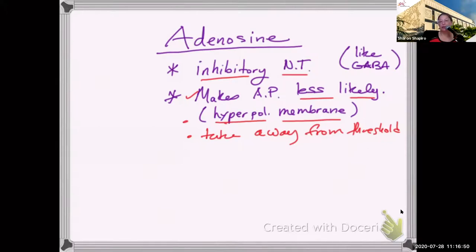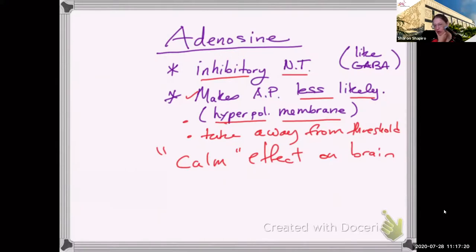Inhibitory molecules make action potentials less likely. That means they're going to make neurons not fire, right? So they're going to have a calming effect on the brain. One of you guys did your project looking at the different pain medications, and you saw that gabapentin was one that could block pain by depressing the brain so you don't feel the pain signals. And this is what adenosine does. It acts in the same way like GABA, right? It has this calming effect on the brain.